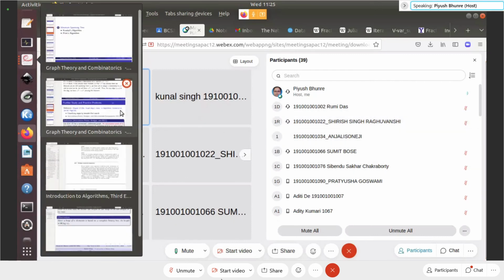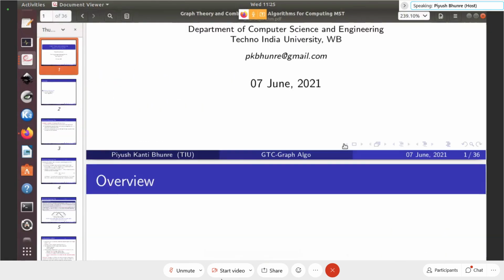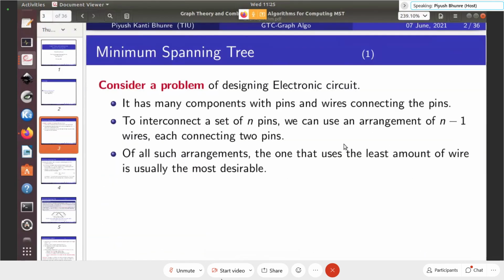Okay, so you have no doubt, I guess. If you have any doubt, you can write in the Google Classroom.